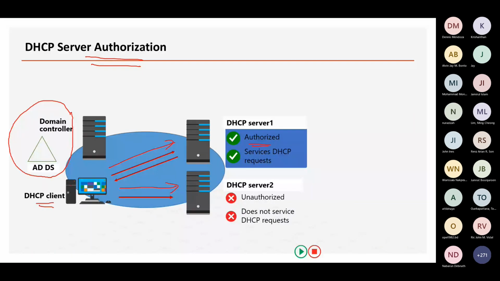So in a normal organization scenario, you will be implementing Active Directory, and to avoid a conflict, you will be configuring DHCP authorization here. That's the way we used to work in the past.